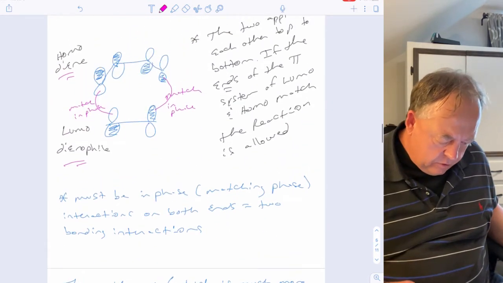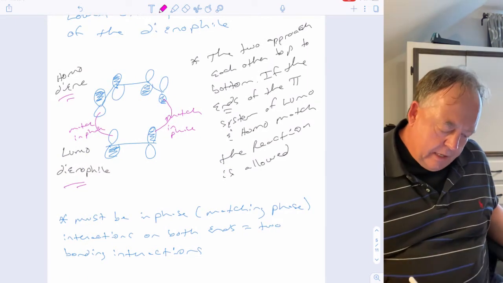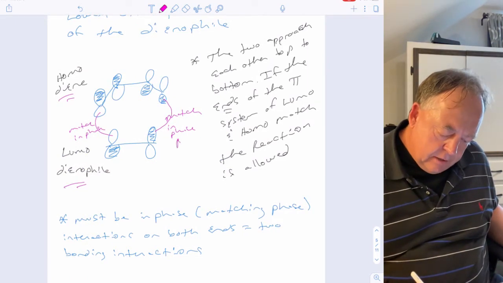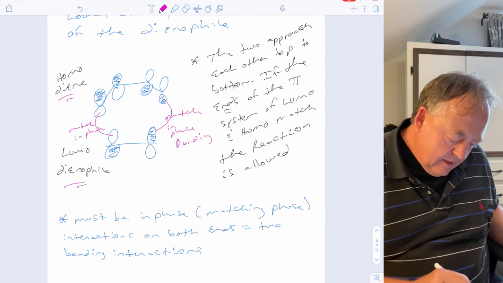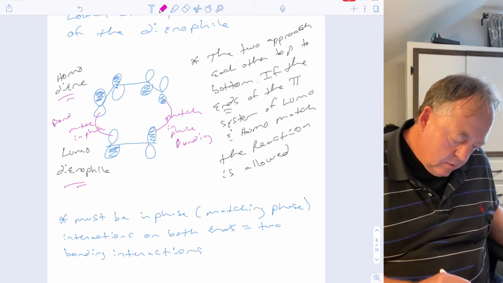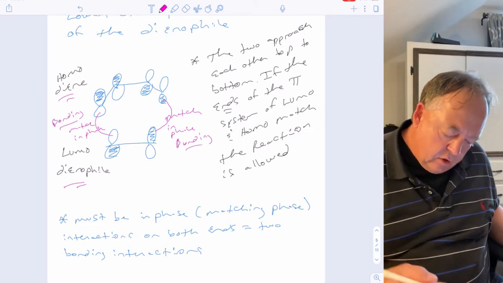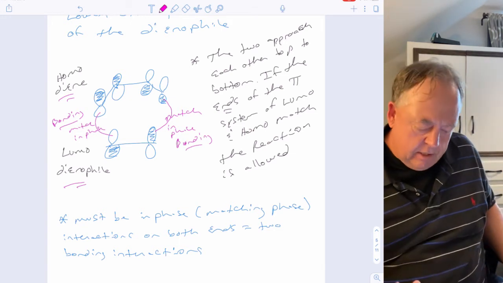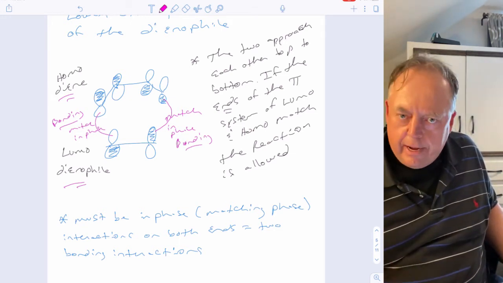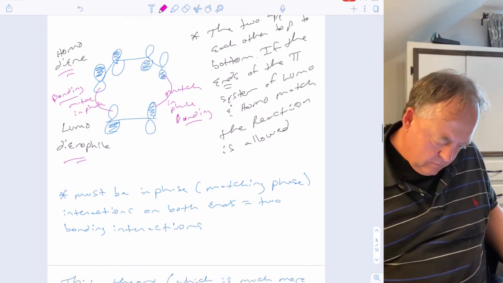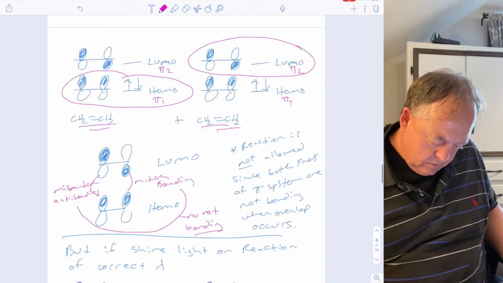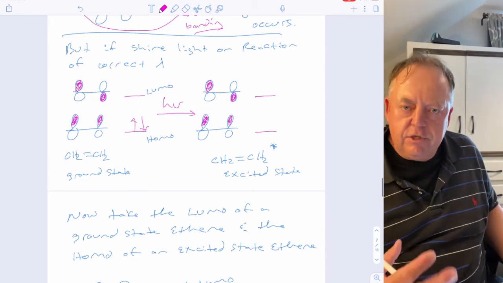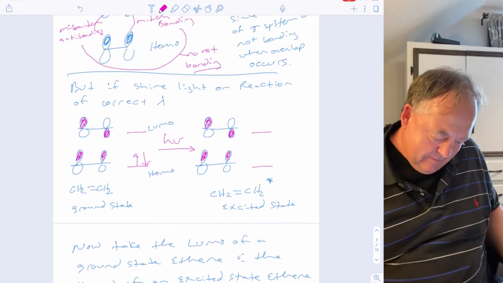But if we go back to this one, where we had a match and a match, so this is bonding, and this is bonding. So they're both bonding, so that would be 2 constructive interference. Theory would predict that that reaction should work. It doesn't mean it's going to work in high yield, it just means it's predicted to work.